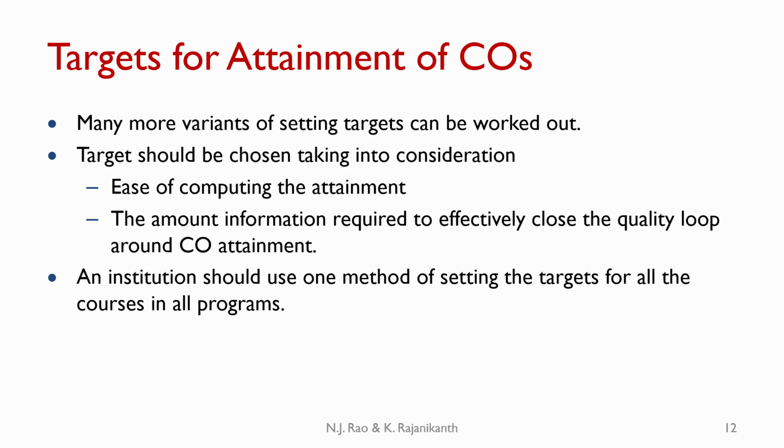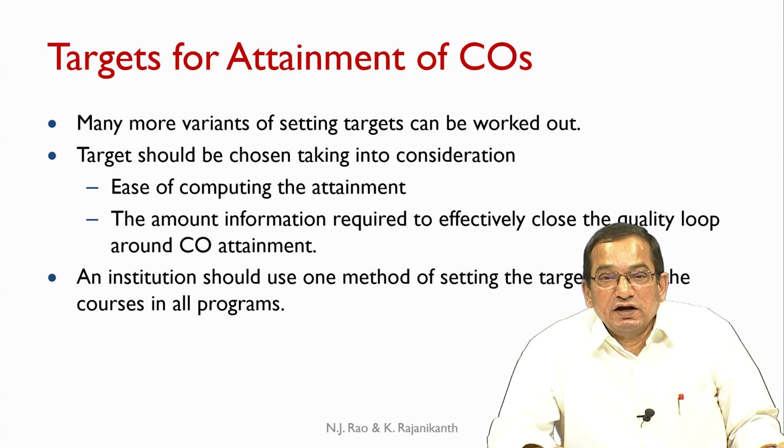So, the amount of information required to effectively close the quality loop around CO attainment should be considered when choosing the targets. But the most important aspect of setting the attainment targets for COs would be that the institution should use one method of setting the targets for all the courses in all programs. Otherwise, it becomes really chaos. So, the institute can do certain brainstorming and choose one method of setting the target for all the courses in all the programs, and that would be a convenient way of achieving the quality.